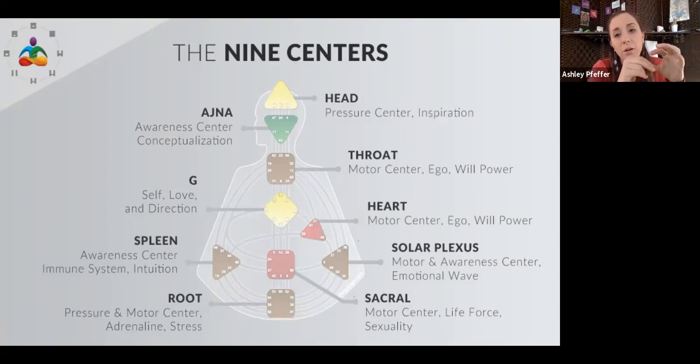The Ajna center is about conceptualization. And we have three awareness centers, the Ajna, the spleen, and the solar plexus. And awareness just means, obviously, having an awareness of something. So solar plexus is all about emotions, so being aware of that. Splenic is all about intuition, your immune system, your fears, that awareness. And then the Ajna is like ideas that are coming in and you're conceptualizing, right? So the head center is just used for inspiration and ideas, and then you get to take that and do something with it, especially if you have a defined Ajna.